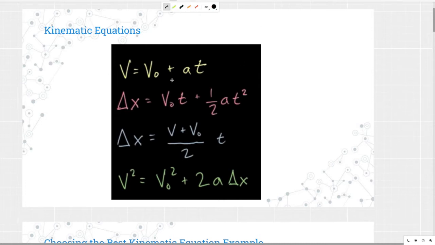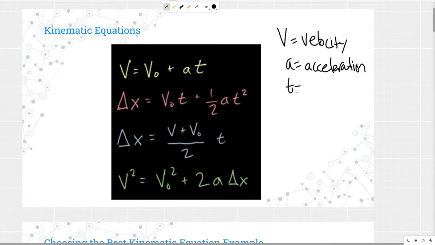So these are the basic kinematic equations, and there are variations of them, and they can be manipulated to fit the type of problem you're solving. So in kinematics, or in just general physics, v is equal to velocity, and a is the acceleration, and t is equal to time. So you should know this. And v naught over here is the initial velocity.